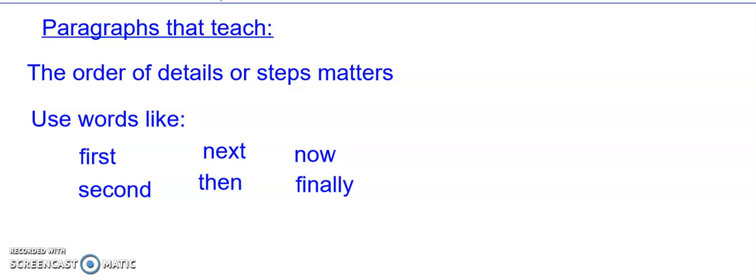Feel free to keep it simple and direct. When the exercises ask for a paragraph, a 5-sentence paragraph is just fine, though the more the better because it's just more fun to write and it's more fun to read, quite frankly. Okay, so that's writing paragraphs to explain or inform.